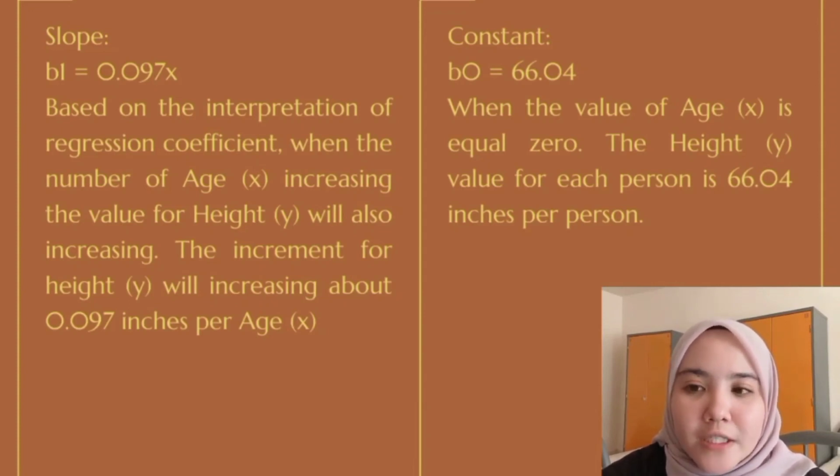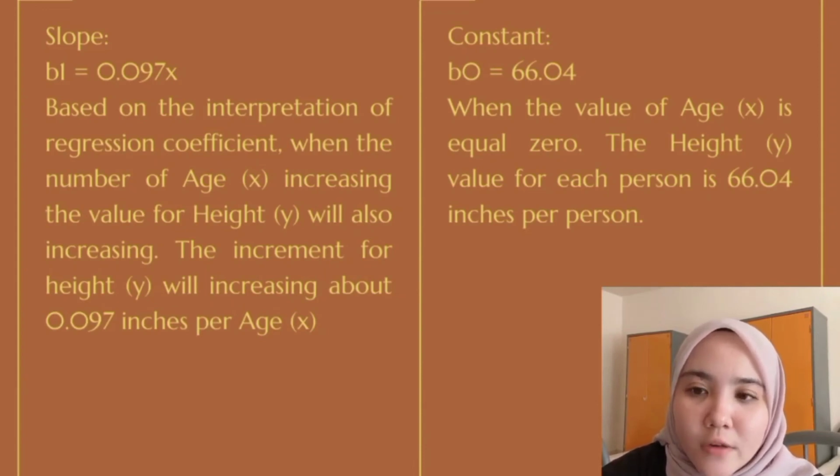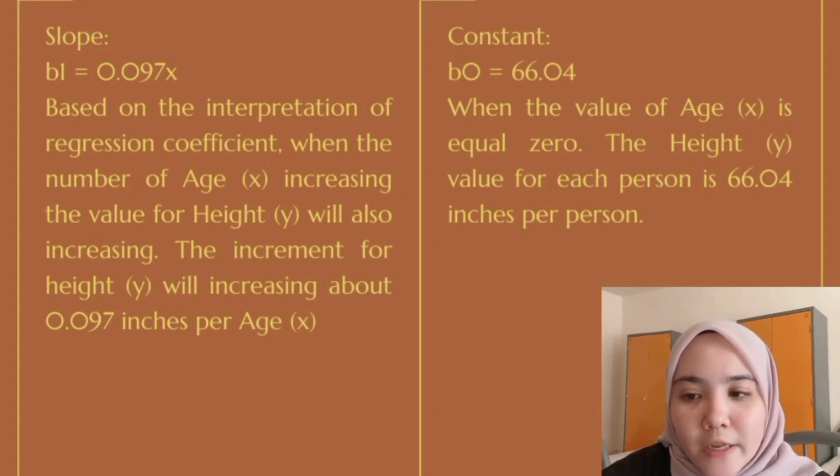Question number 4. Based on the interpretation of the regression coefficient, when age increases, the height also increases. The height increases by about 0.097 inches per year of age. When the value of age is equal to 0, the height value for each person is 66.04 inches. Thank you, that's all.